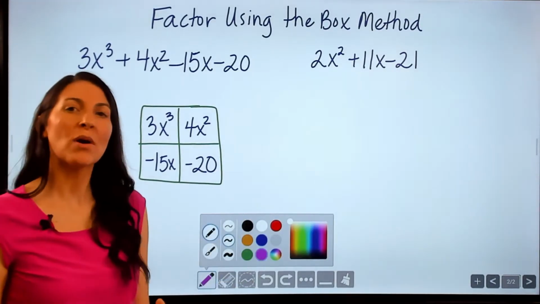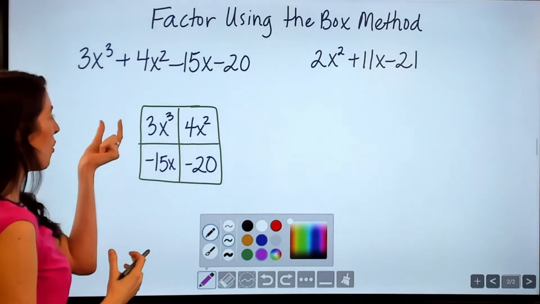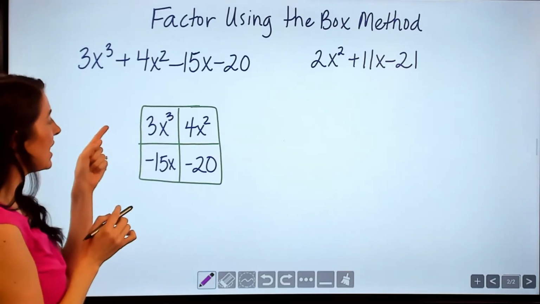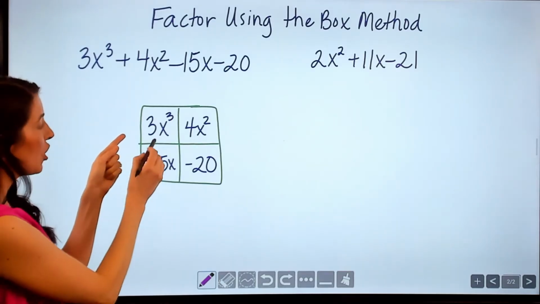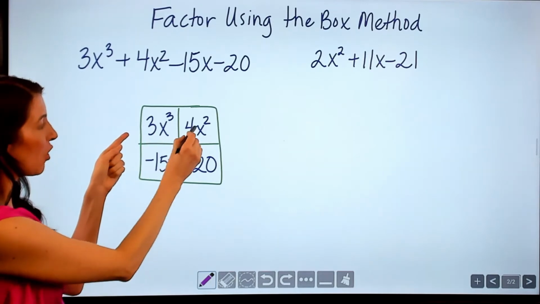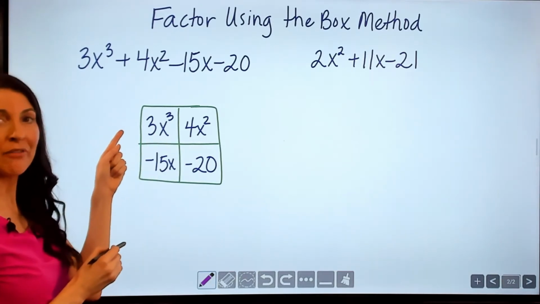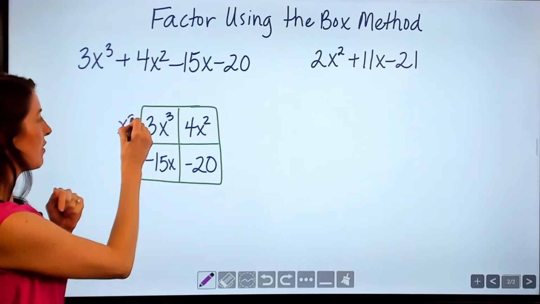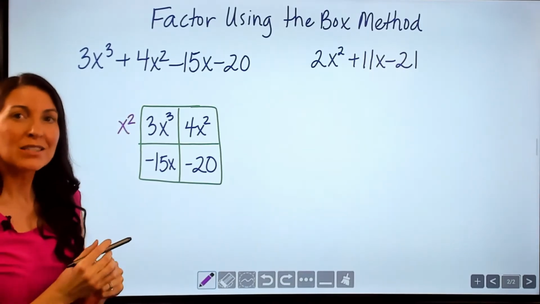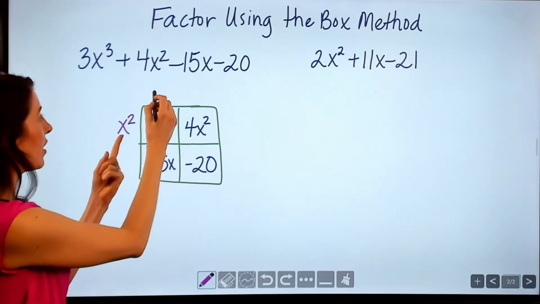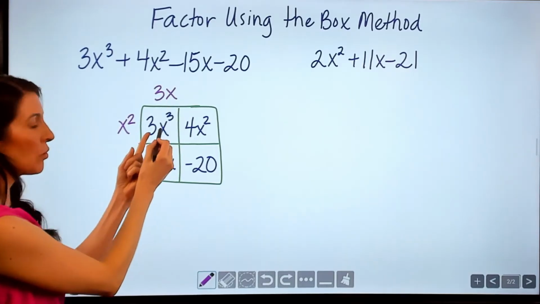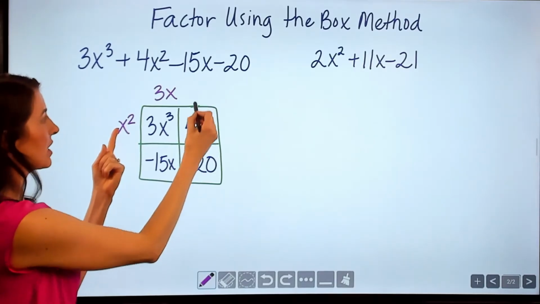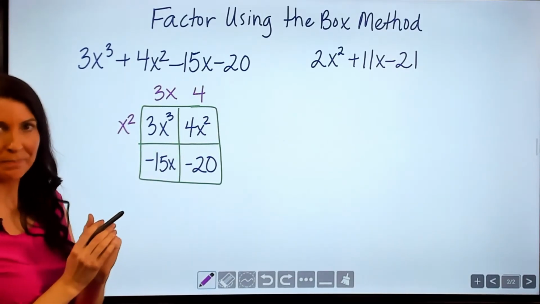Now what I want to do is I want to think about area. So this term times this term needs to equal 3x cubed. And to help you get the term to start over here, you have to look at the terms in this row and write out the greatest common factor. So as I look at 3x cubed and 4x squared, I can see the greatest common factor is going to be x squared. So now thinking about area, x squared times 3x would give you 3x cubed. X squared times what gives you 4x squared? X squared times 4 gives you 4x squared.